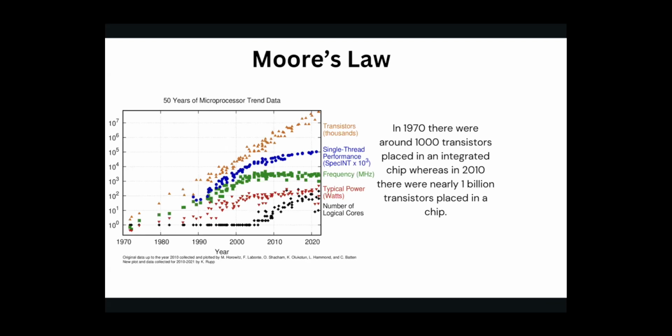Moving forward, same with Moore's law. If you see here, in 1970 we have around 1,000 transistors placed here. But when we reach 2010, it is around 1 billion transistors placed in a single chip. So you could easily imagine how this could scale up the computational power.